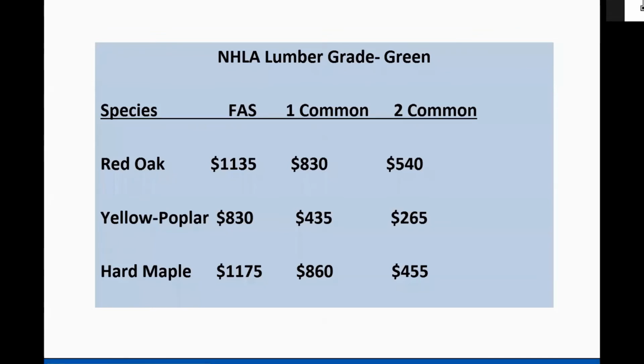So for red oak, you're getting around $1,135 per 1,000 board feet. You get down into the 1 common, you've got about $830 per 1,000. You get down into 2 common, that's only $540 per 1,000 board feet. And it's similar pricing like this for yellow poplar and hard maple and any of our hardwood species.